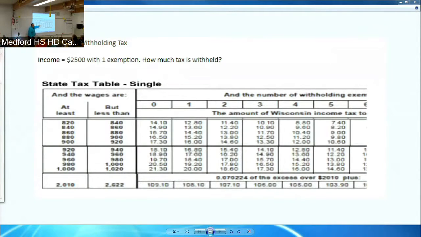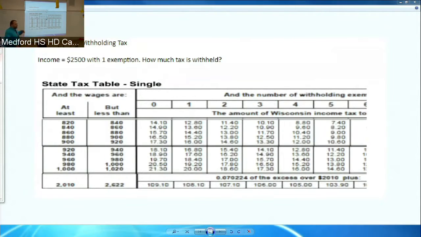This is a tax table that you can find online. In today's world, obviously most employers use some type of computerized accounting system that's going to do this for you. But again, you still could, as an employer, go online, find these tax tables, and calculate the amount of withholdings for your employees manually.